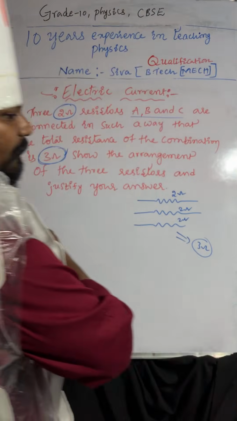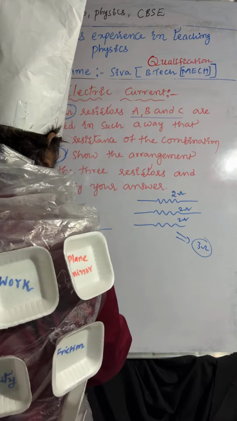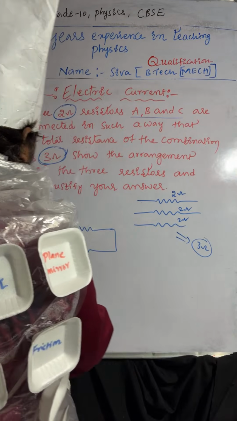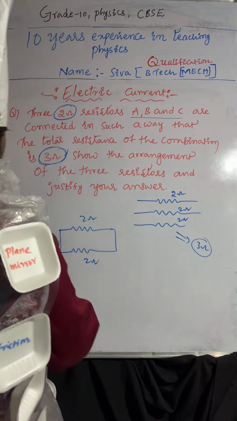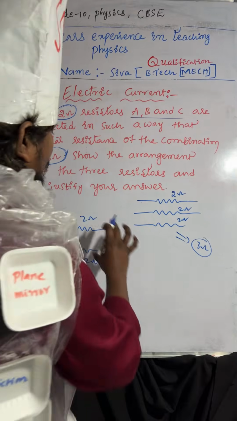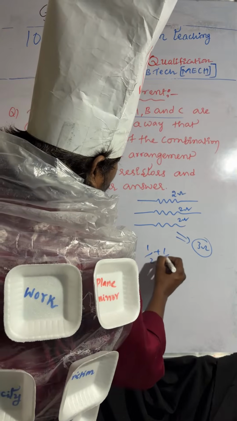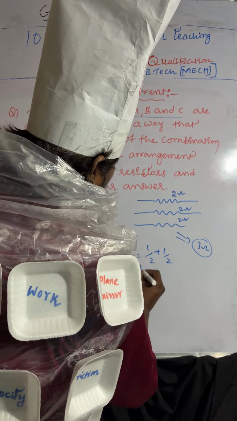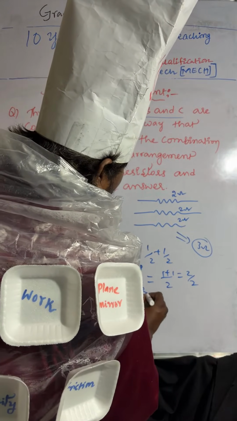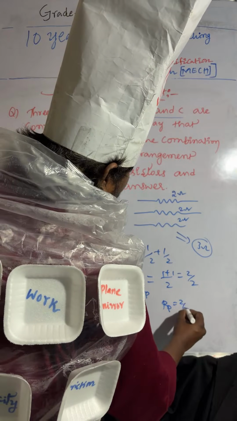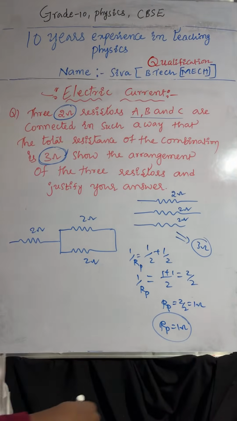So I'm connecting, check once. I'm connecting like this, and one more here. So this is 2 ohm, this is 2 ohm, this is 2 ohm. First these two are in parallel, then series. So 1 by Rp equals 1 by 2 plus 1 by 2, that is 2 by 2. So Rp equals 2 by 2, that is 1 ohm. Rp equals 1 ohm.